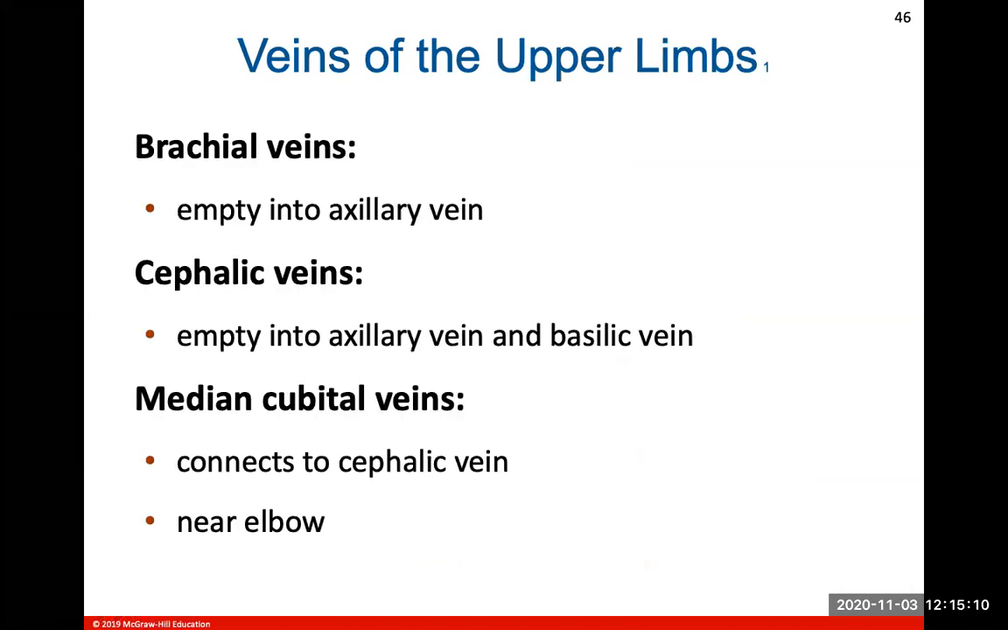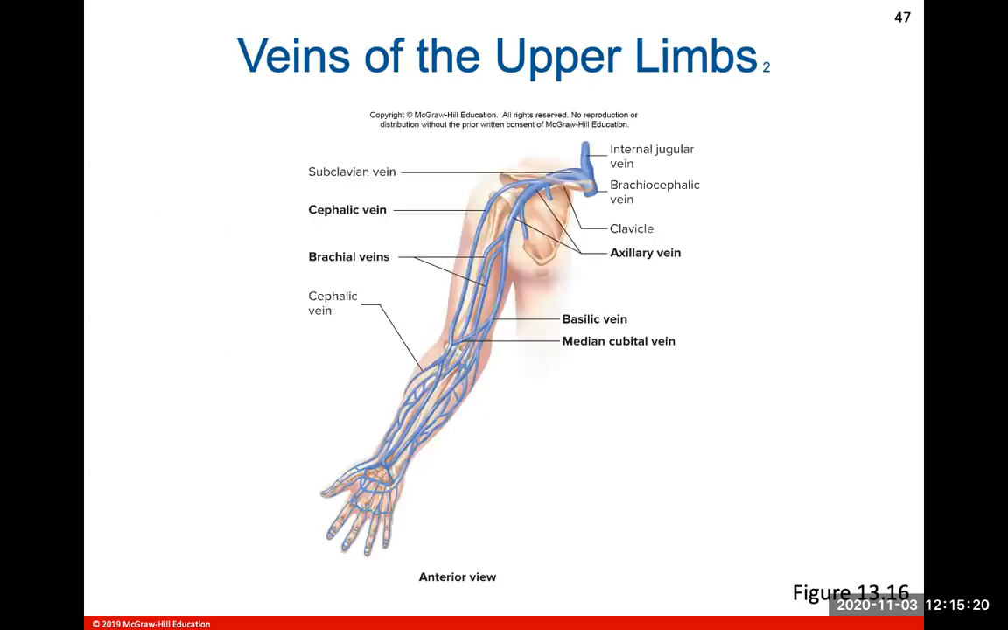Brachial veins empty into the axillary veins. Cephalic veins empty into the axillary vein and basilic vein. The median cubital vein is near the elbow, which connects to the cephalic vein. And you can see here how the veins are labeled. The median cubital vein is located there. So these are veins of the upper limbs.